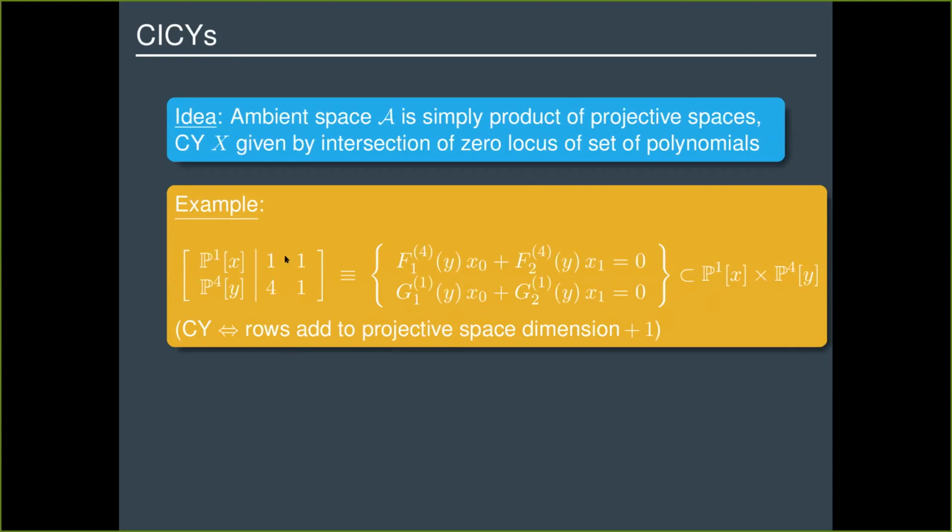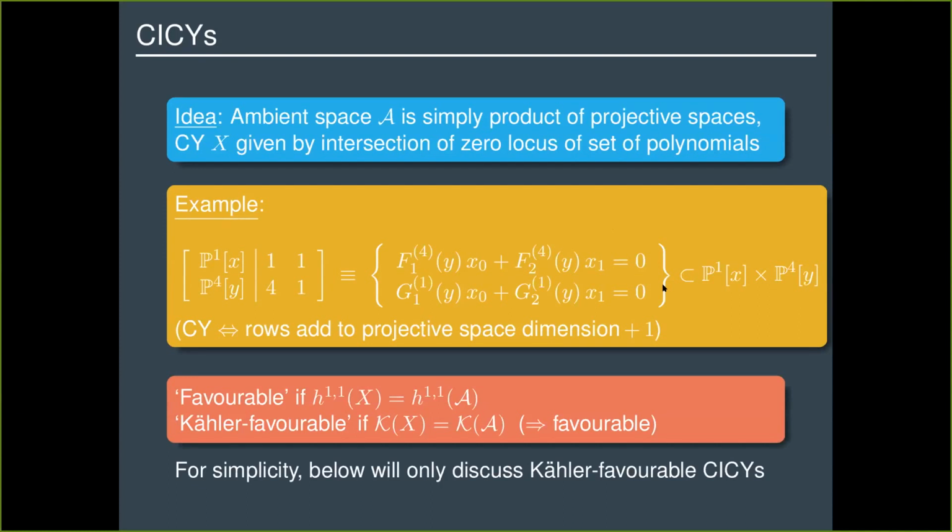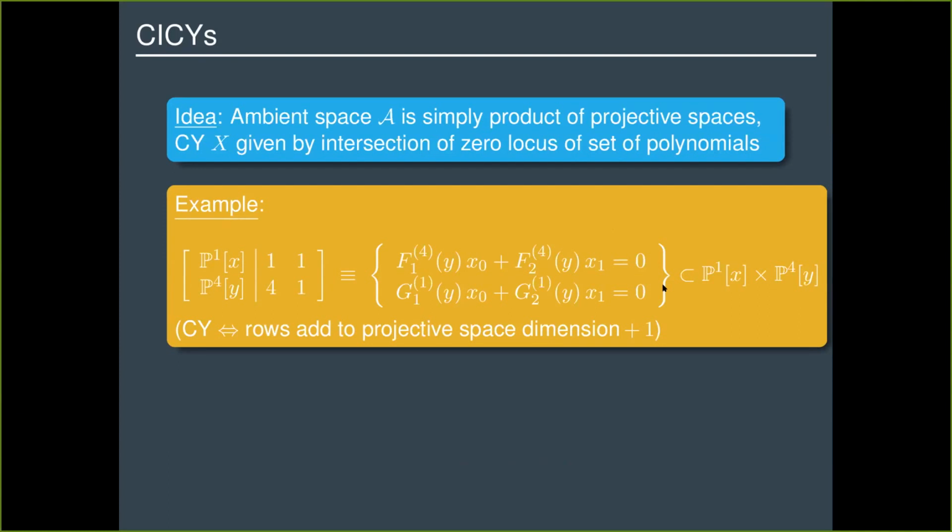In general, for this kind of matrix to describe a Calabi-Yau, the sum in each row has to be the projective space dimension plus 1. So that's going to be true in all the cases we discuss. The superscripts here denote the orders, and the subscripts are just labeling the different functions. So this is an example of a CICY, and we're going to actually come back to this one a bunch of times.